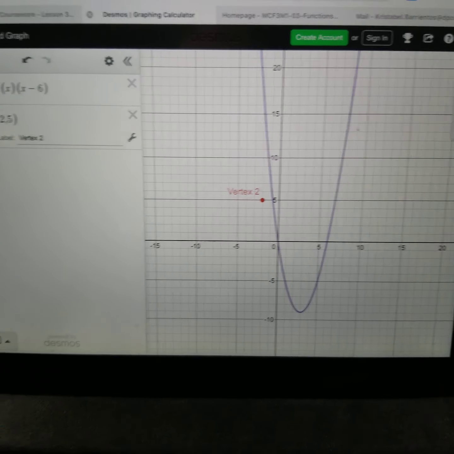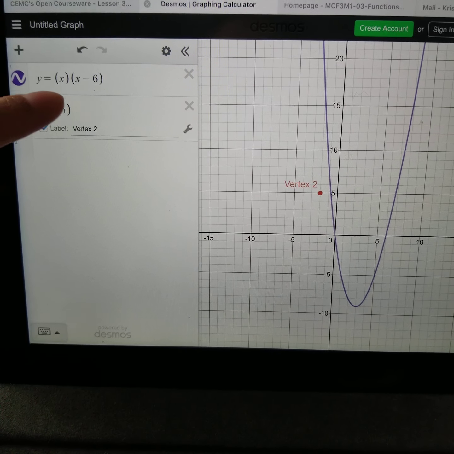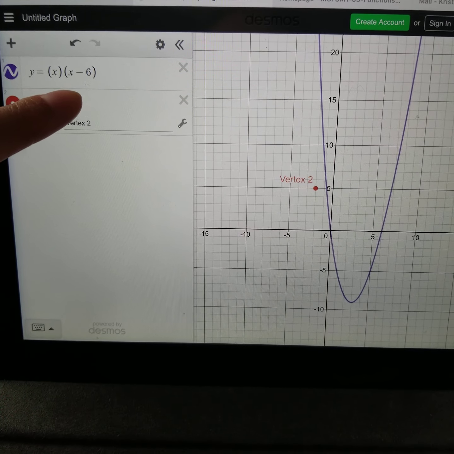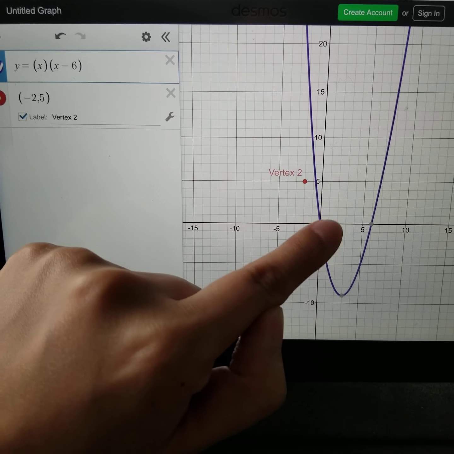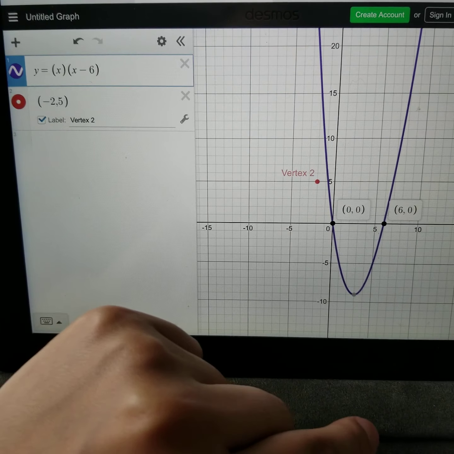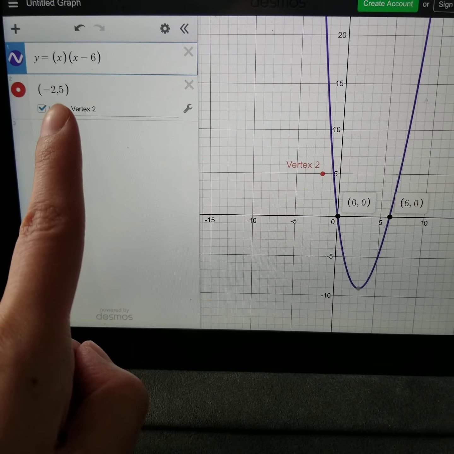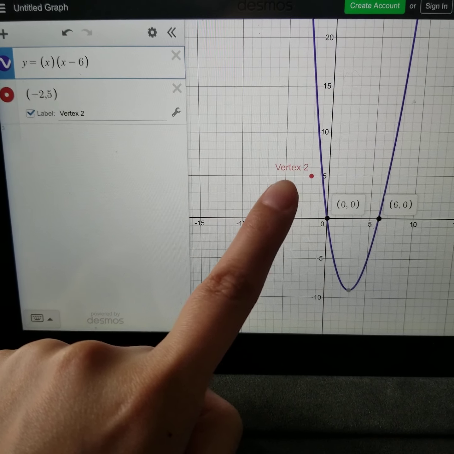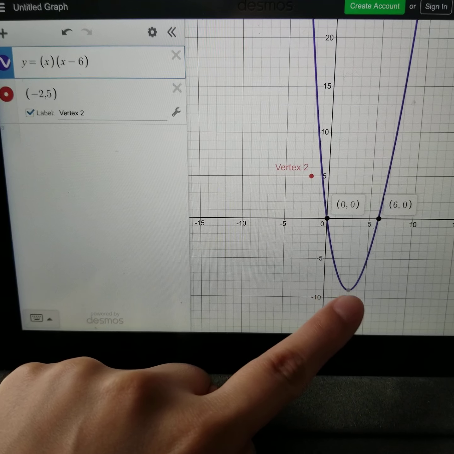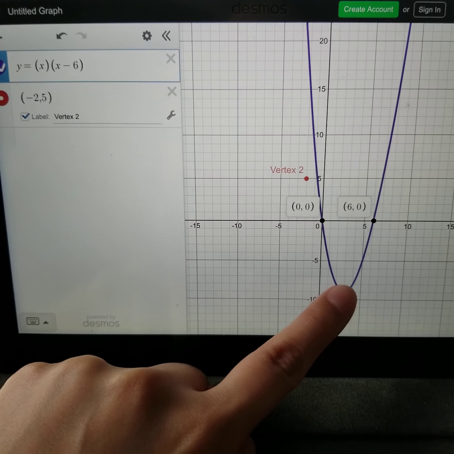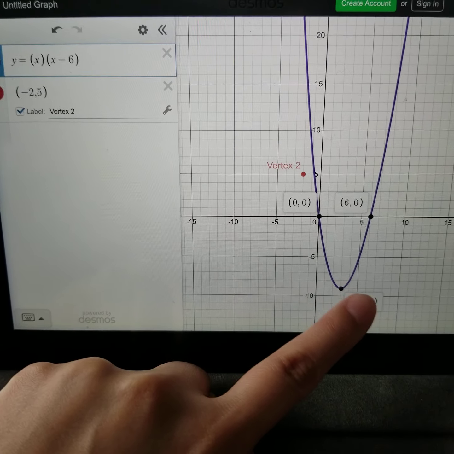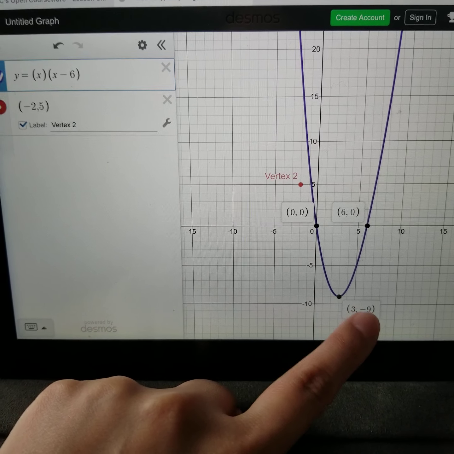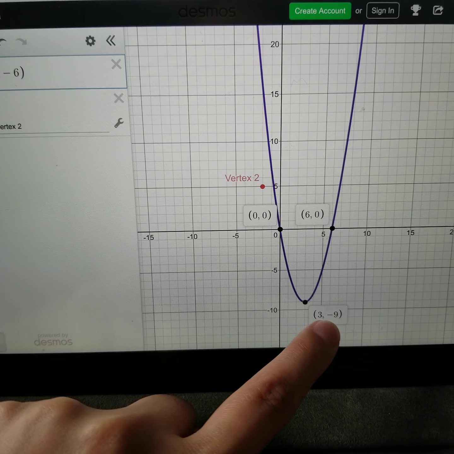So I've already plotted them here. This purple parabola is in factored form. Again, my x-intercepts that I identified are here and here. This is the vertex that they gave us for the second parabola, so I labeled it here. And it's supposed to go through the vertex of this purple graph, the first parabola. Let's try to get the point. And here it's identified as (3, -9).